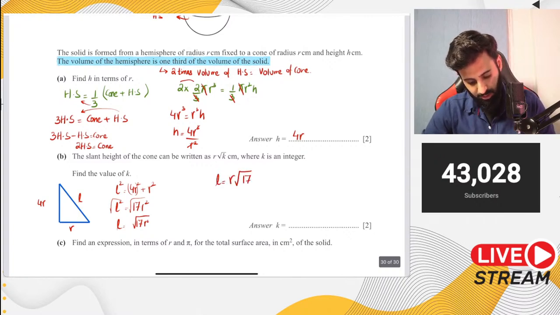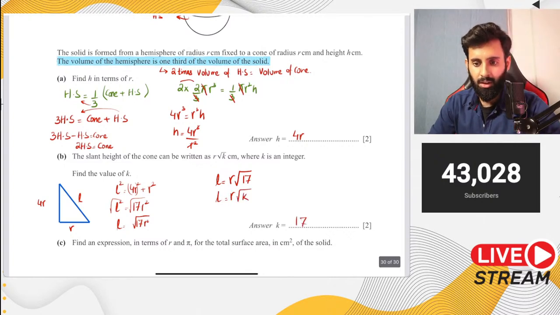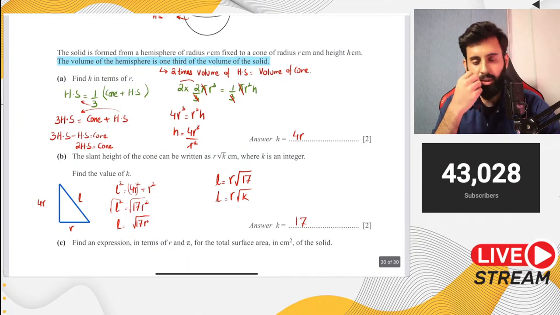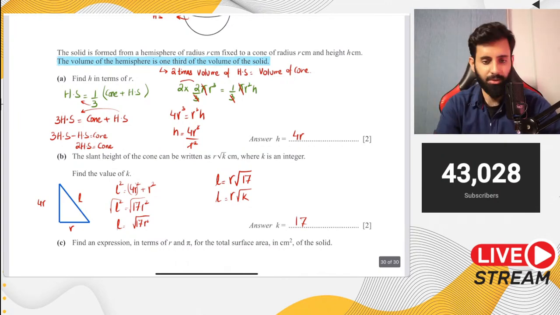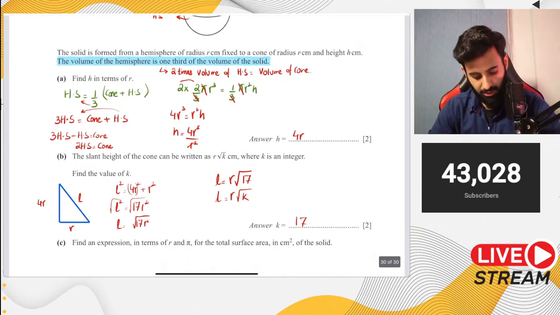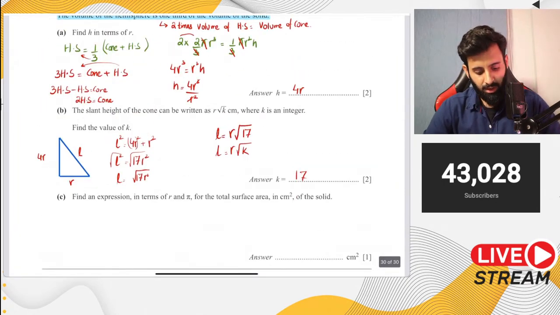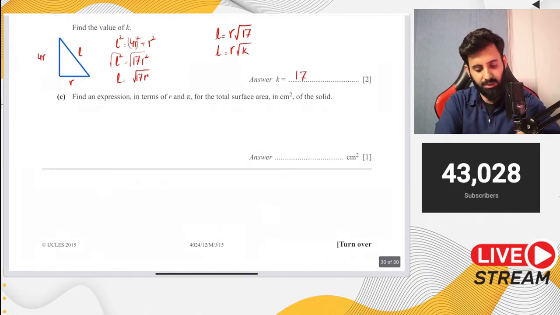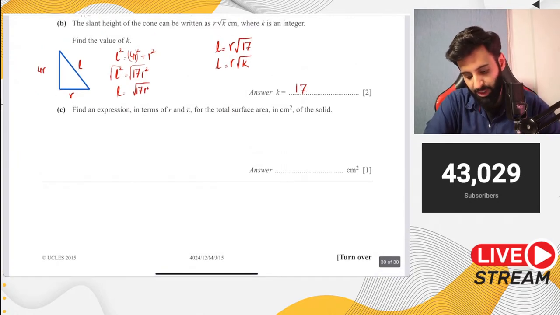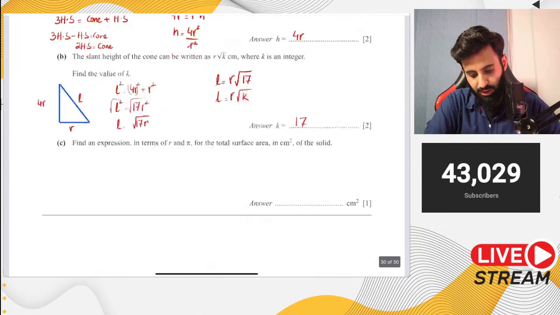So k is equal to what? k is equal to 17. According to the question, the slant height is equal to r under root k, so k equals 17. I'm not solving a yearly past paper, I'm solving paper 1 mensuration questions, and this is a question from May/June 2015. Now here's part C. Part C is: find an expression in terms of r and pi for the total surface area of the solid.